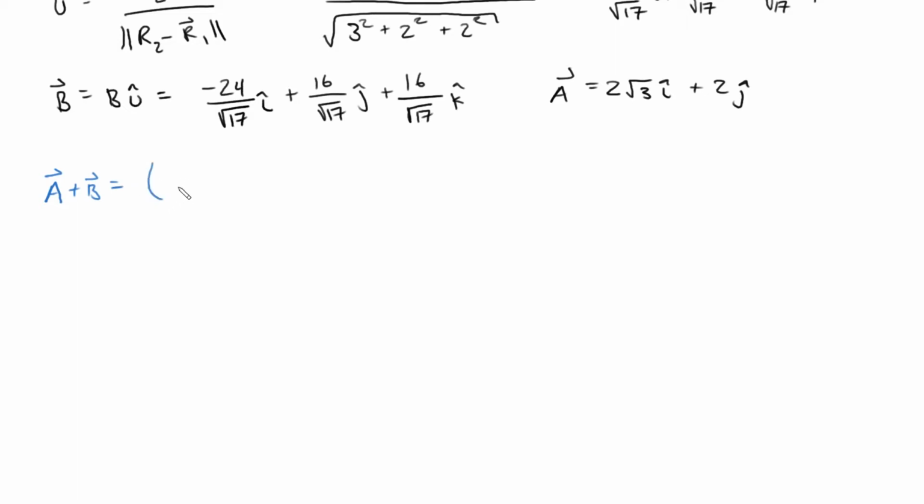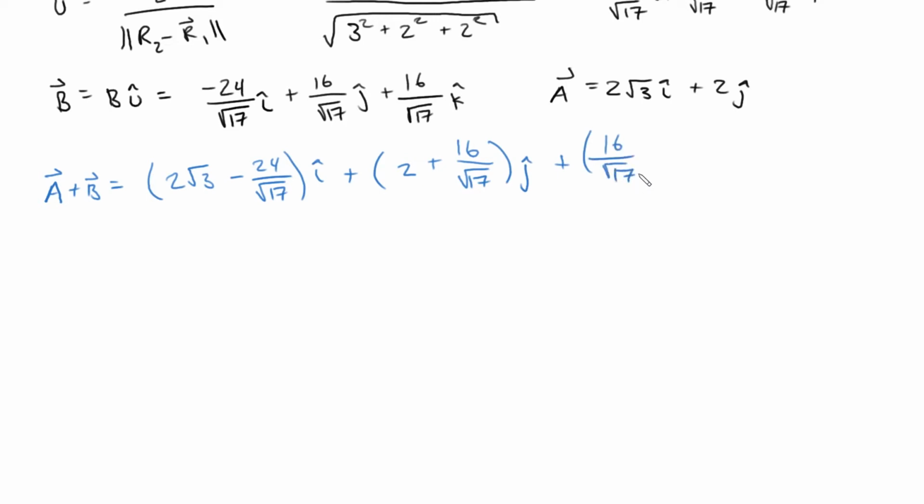So all you have to do is do 2 square root of 3 minus 24 over the square root of 17 i, plus 2 plus 16 over the square root of 17 j, plus 16 over the square root of 17 plus 0 k hat. So after plugging into my calculator, these are the values I get.